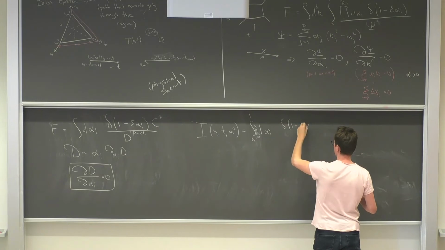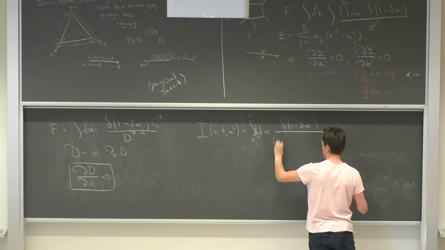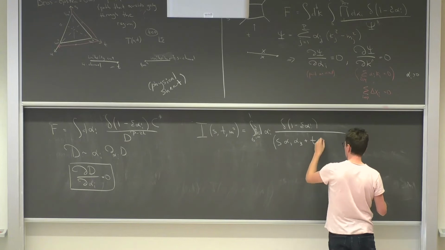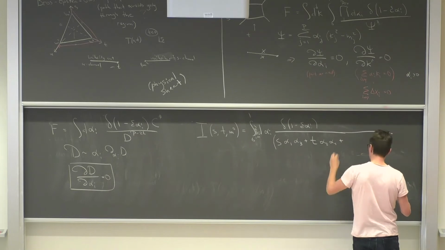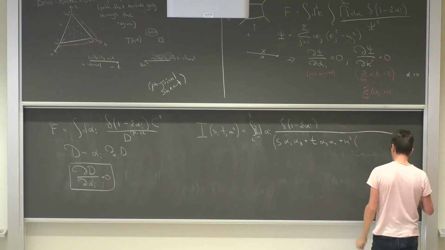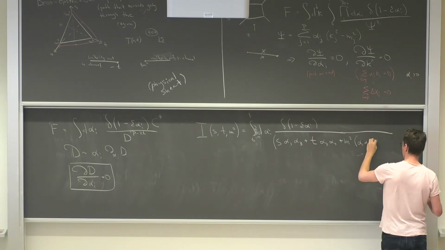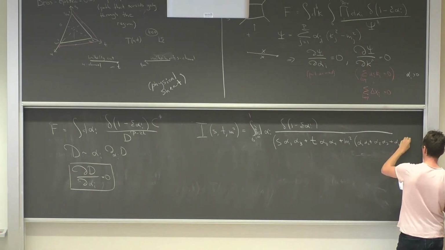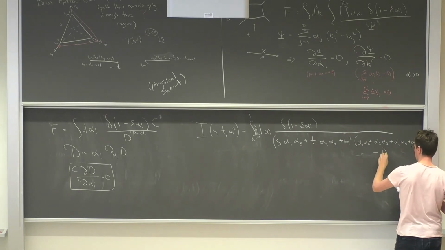Delta minus sum over alpha I. And we have here S alpha 1 alpha 3 plus T alpha 2 alpha 4 plus M squared. Here I can write alpha 1 alpha 2 plus alpha 2 alpha 3 plus alpha 1 alpha 4 plus alpha 3 alpha 4 minus 1, and this guy squared.